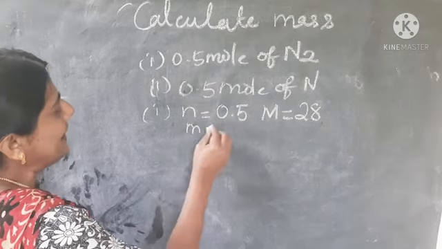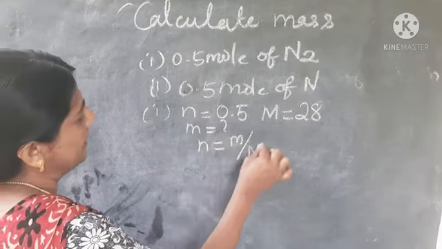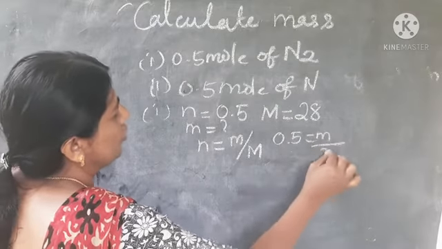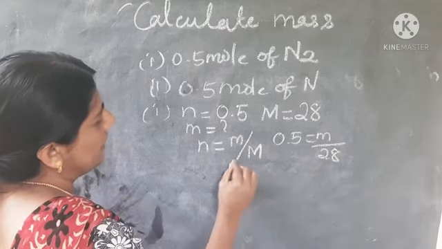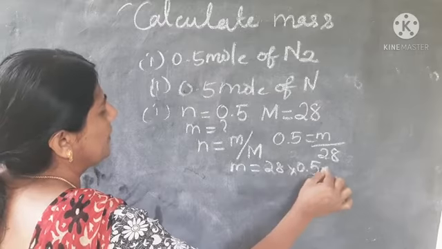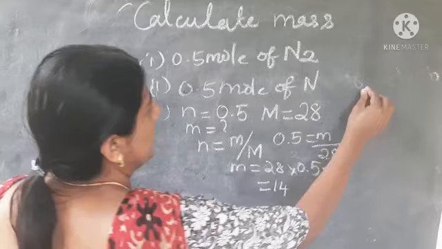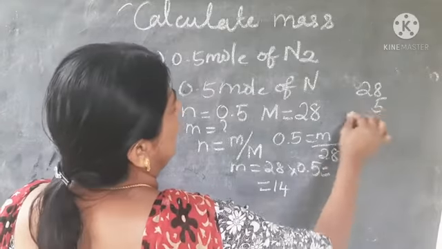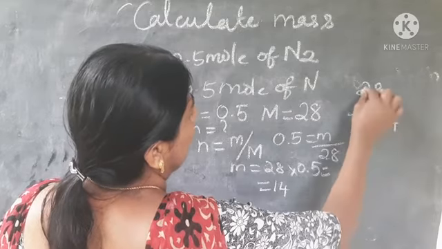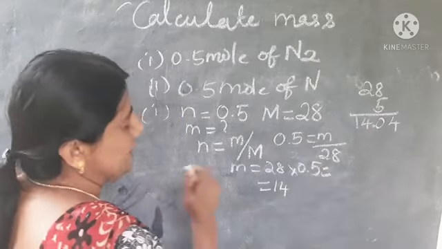We have to calculate m. So which formula can I use? n is equal to small m by capital M. I am going to substitute it: m by 28. So m is equal to 28 into 0.5. So the answer will be 14. Is it? Multiply and see. 28 is multiplied by 5, it is 140. After 1 decimal I am putting the point. So the answer is 14.